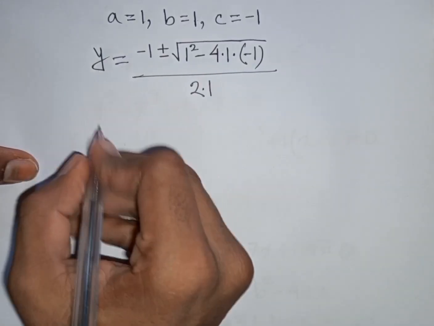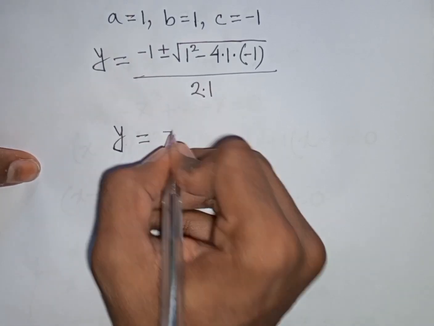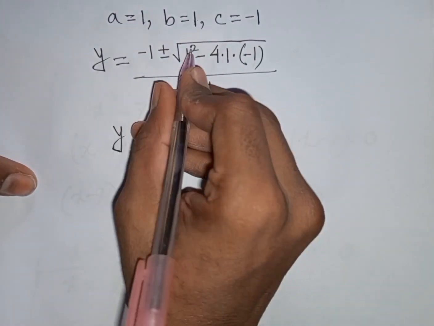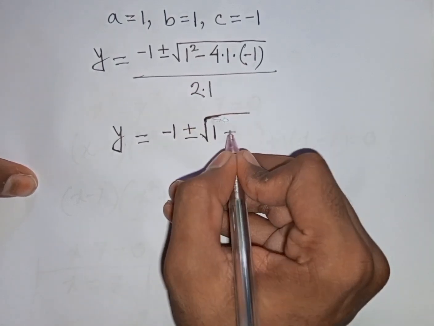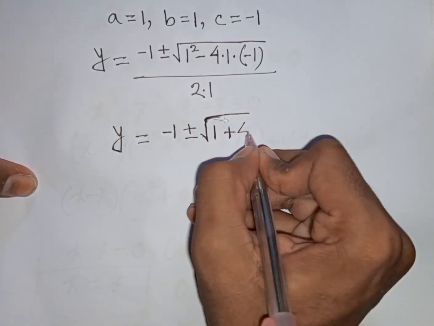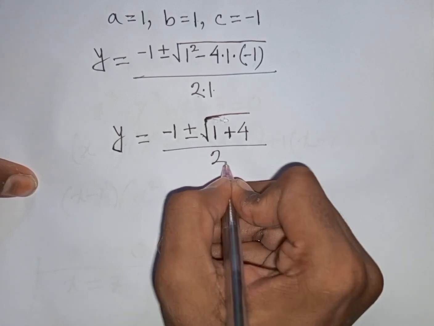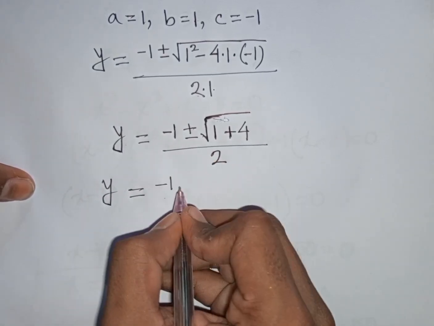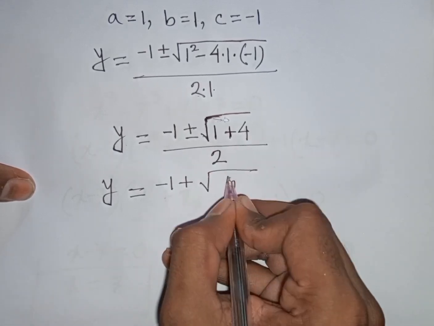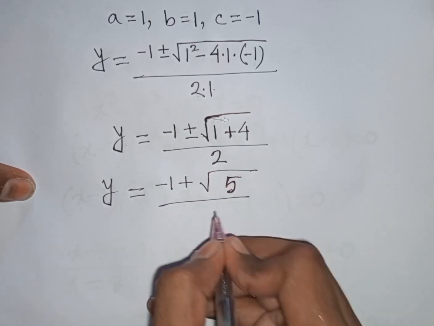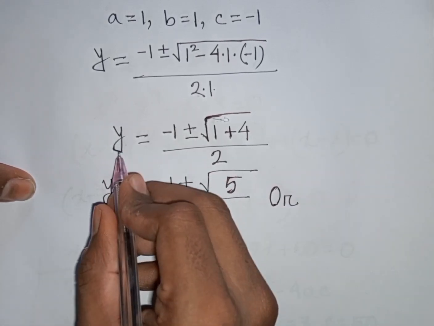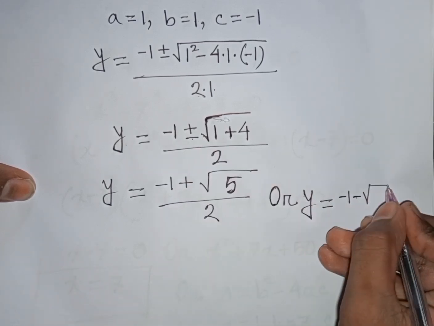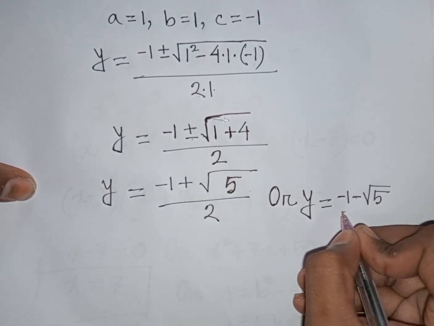Now I can write here y is equal to minus 1 plus or minus the square root of 1^2, which is the same as 1, then minus times minus, that means plus, 4 times 1 times 1, that means 4, divided by 2 times 1, that means 2. Now we see two cases. y is equal to minus 1 plus the square root of 1 plus 4, that means 5, divided by 2. Or y is equal to minus 1 minus the square root of 5, divided by 2.